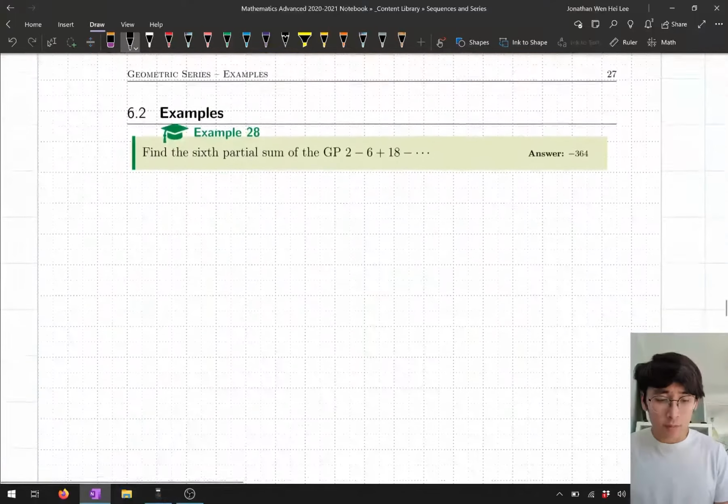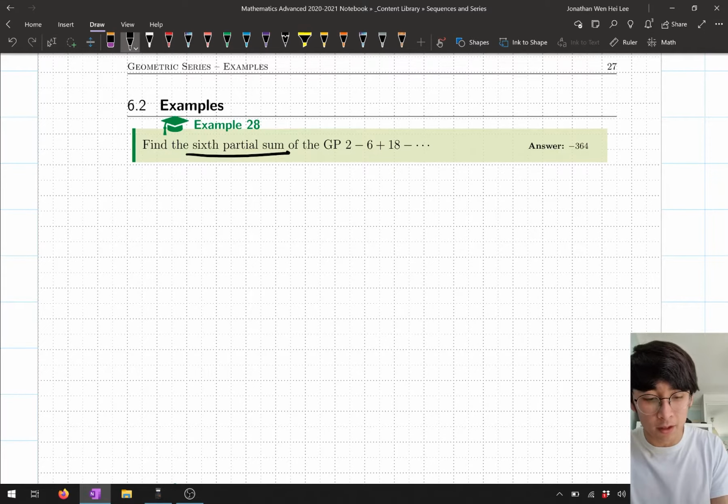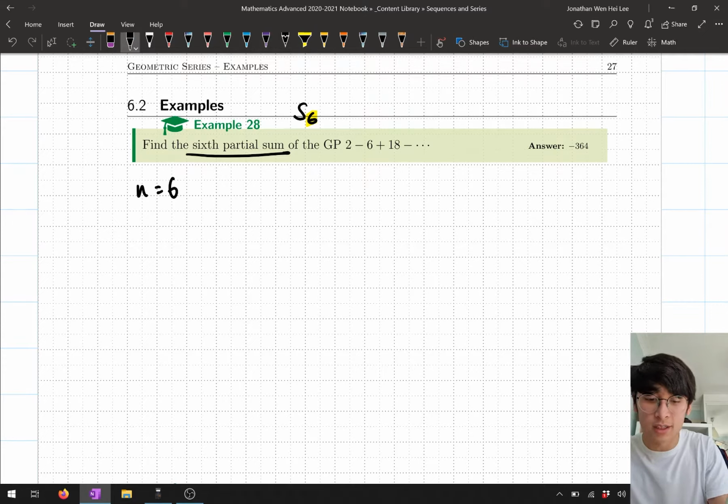Okay, so let's have a look at this example. Find the sixth partial sum of this GP. So we've got 2, negative 6, 18, and so on. When we want to find the sixth partial sum, that is S of 6. So we need to figure out what a is, what r is, and what n is. Because it's the sixth partial sum, n is equal to 6.